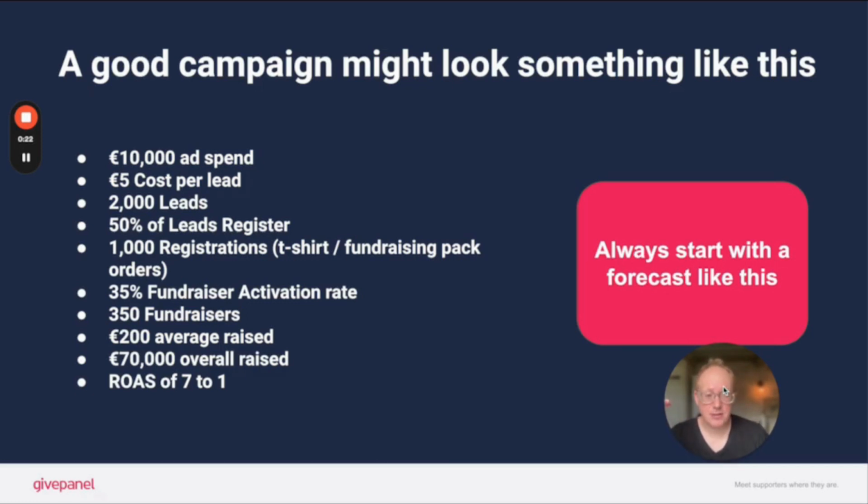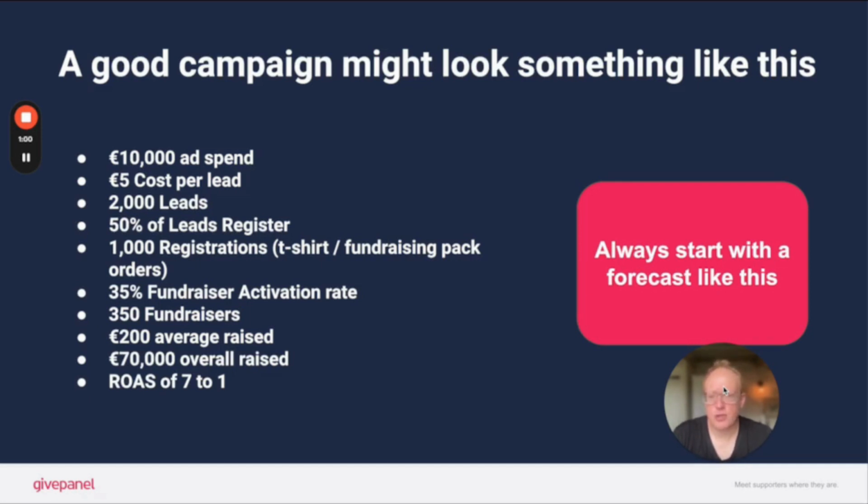Something like €10,000 ad spend, maybe you get a €5 cost per lead, so you get 2,000 leads from Facebook and Instagram. Let's say 50% of those leads come into the group and register, because it's a nice round number. That's 1,000 registrations for your t-shirt and fundraising pack, and pretty much 1,000 people creating a fundraising page, because we have that in one click in GivePanel, which is the power of using GivePanel forms. Let's say we can achieve a 35% fundraiser activation rate using iDonate with all the stewardship and emails. That gives us 350 fundraisers.